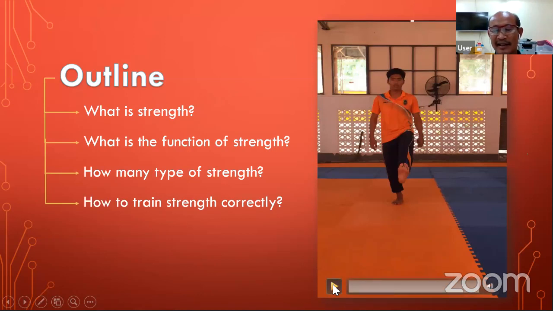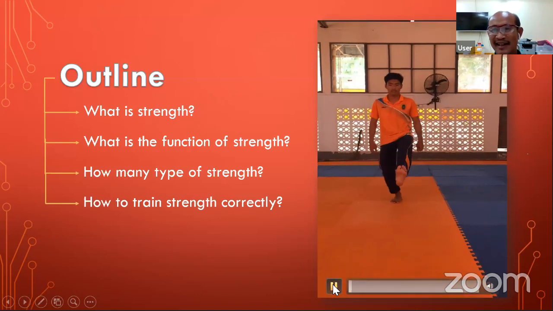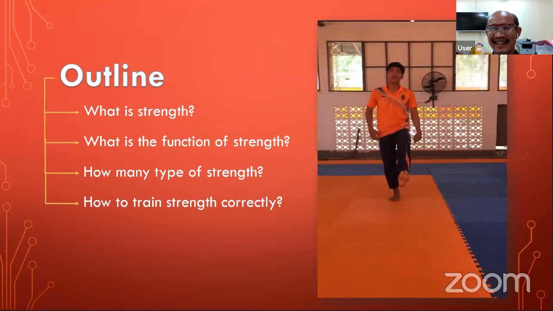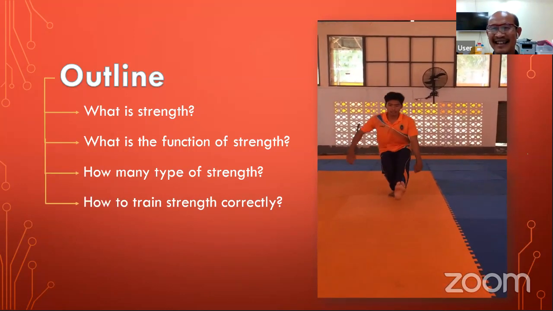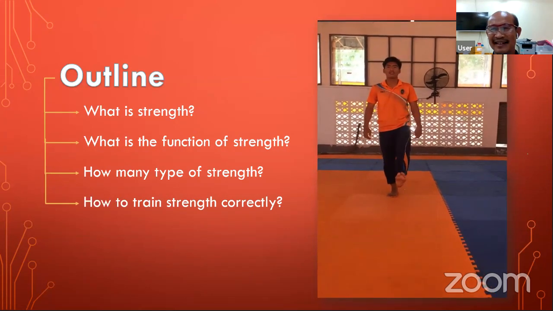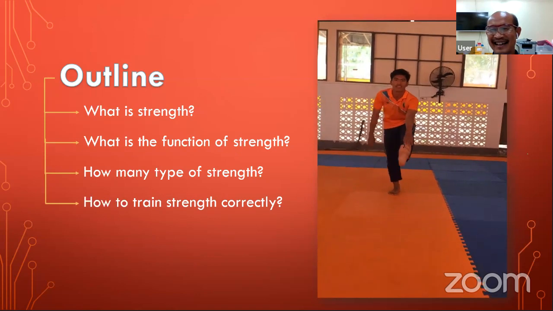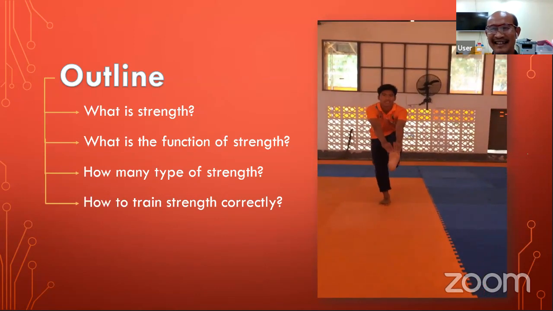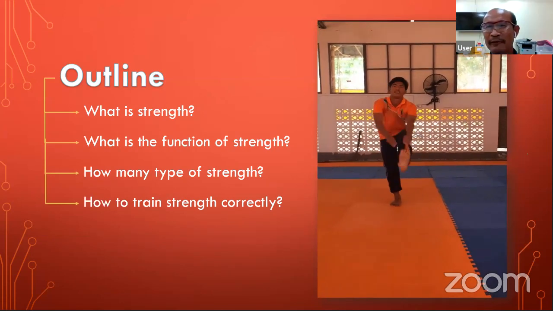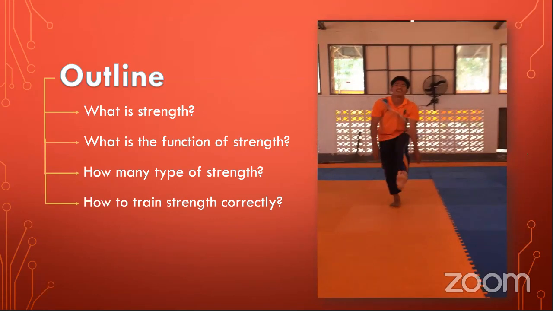This is a bullet squat. Maria, try to do this. He tried to do. This is a football player. He is my student at the university.